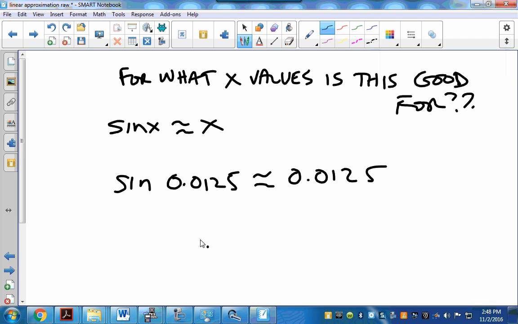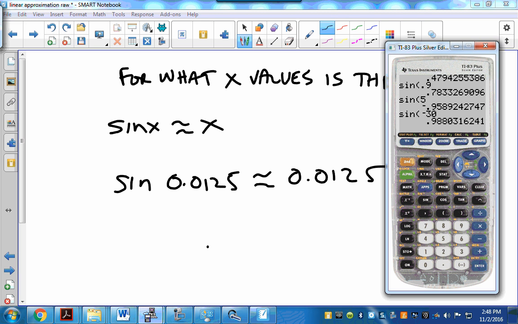Say again? Between 1 and 0. So if I pick a negative number, the sine of negative 0.0123669 is negative 0.0123668, that's a negative number. What values is this good for?